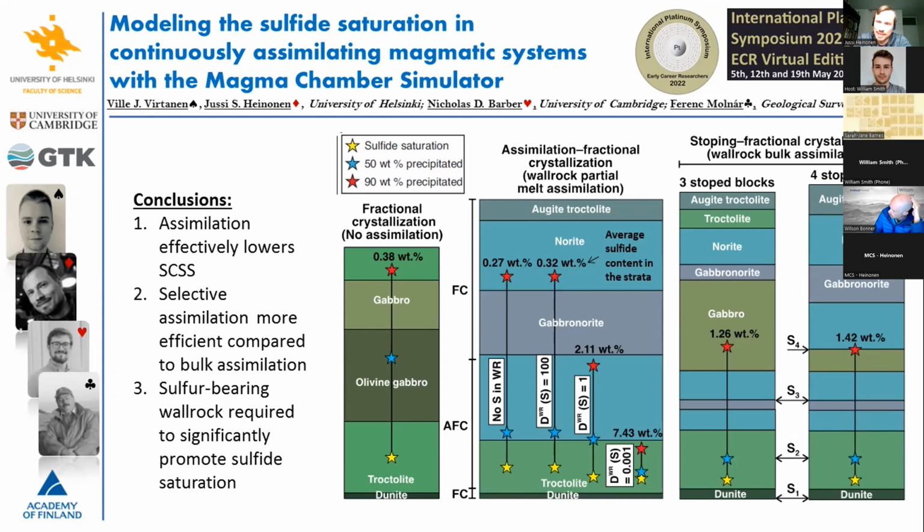Conclusions: assimilation effectively lowers SCSS. Selective assimilation is more efficient compared to bulk assimilation. And sulfur-bearing wall rock is required to significantly promote sulfide saturation. It kind of makes sense, but these are robust tests for those claims. Okay, there are of course multiple ways to go forward from here.